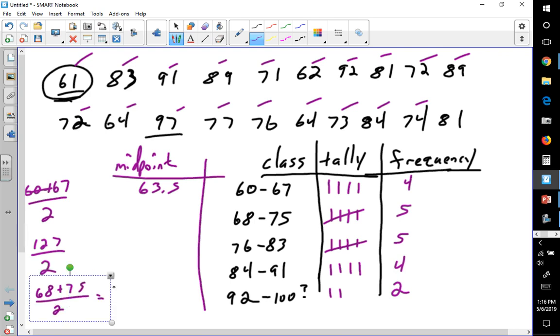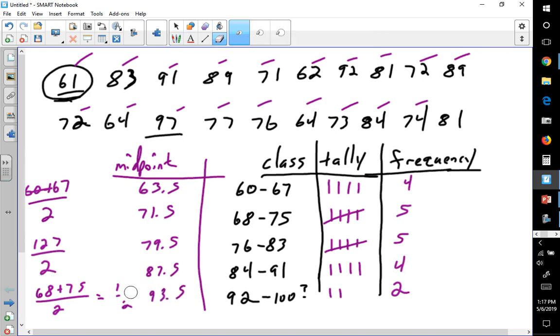We add them together, what's that, 143. When we divide by 2, we get 71.5. Notice there's a difference of 8 between these. If our class width is 8, then from one midpoint to the next, that's also a distance of 8. So if we add 8 to here, our next class midpoint is 79.5, then 87.5, then 93.5. So those are the midpoints for each of our classes.